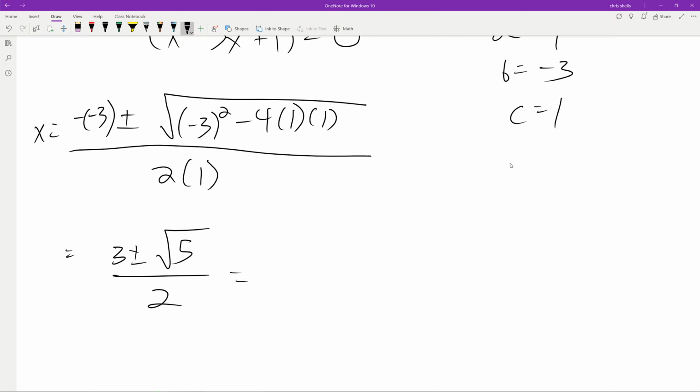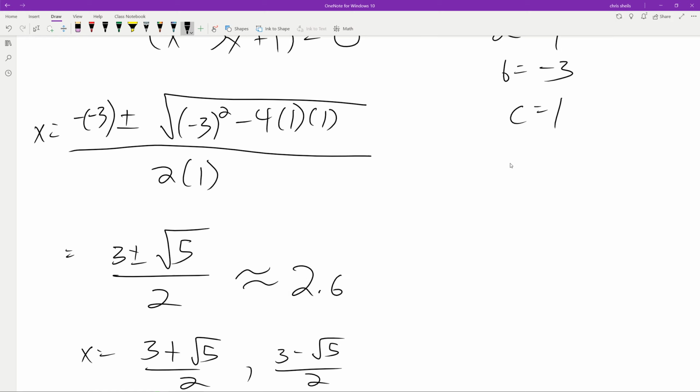If you were entering these separately as exact answers into something like MyOpenMath, you would want to list this as x equals 3 plus root 5 over 2, 3 minus root 5 over 2, because an exact answer is preferred. If we wanted to know what this was as a decimal, approximately, this is about 2.618, 0.382.